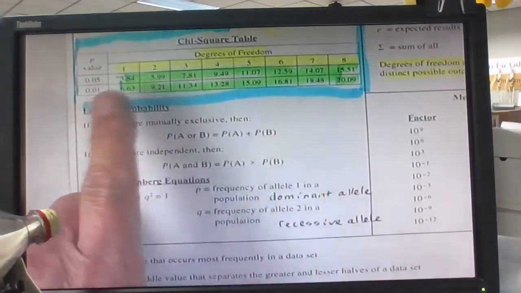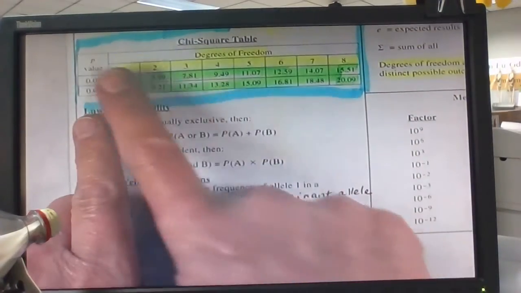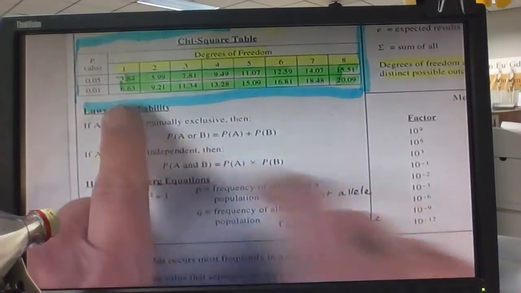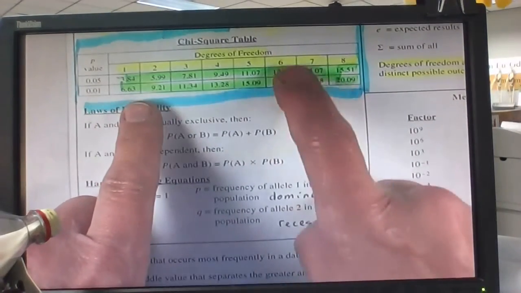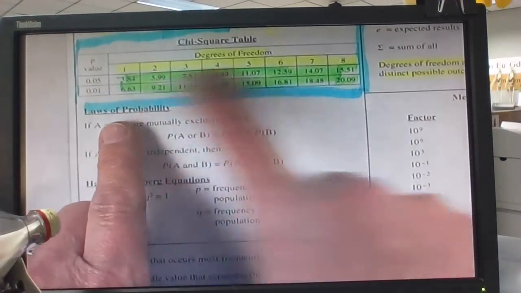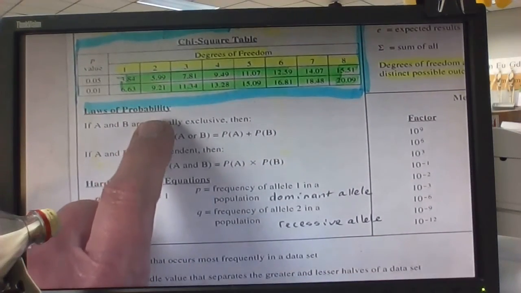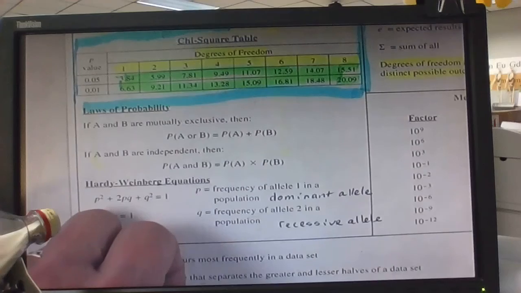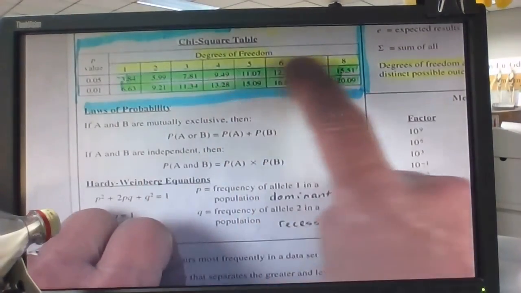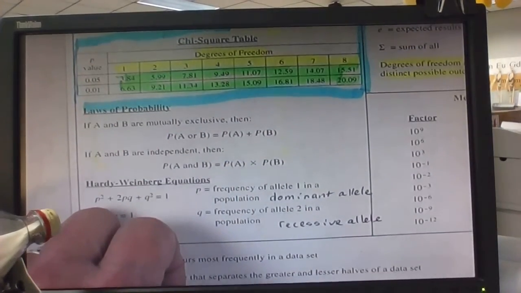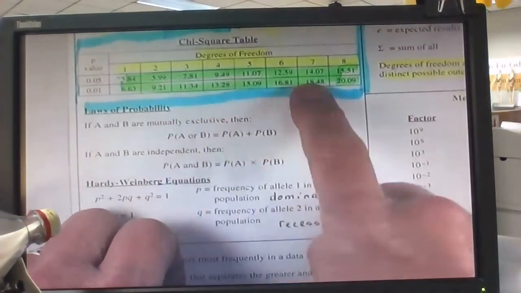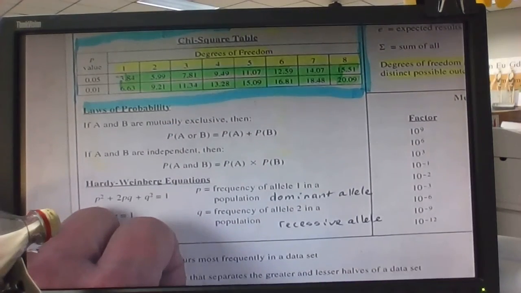So on the data table, be careful with what color you use. You might just want to underline it because you don't want it to be so dark that you can't see the numbers. But all of the numbers that I have highlighted in blue, these two rows right here, represent critical values. So the first row is the degrees of freedom. The second two rows are the critical values.